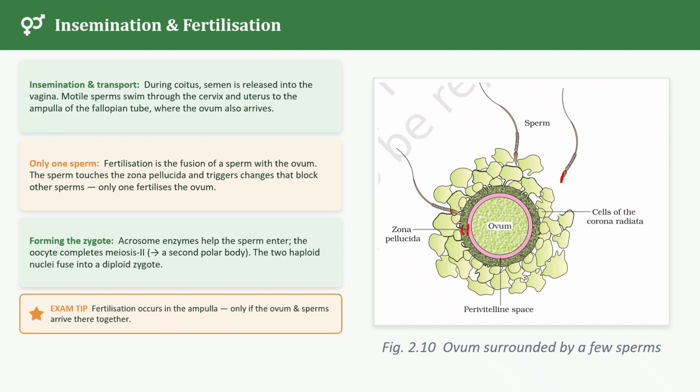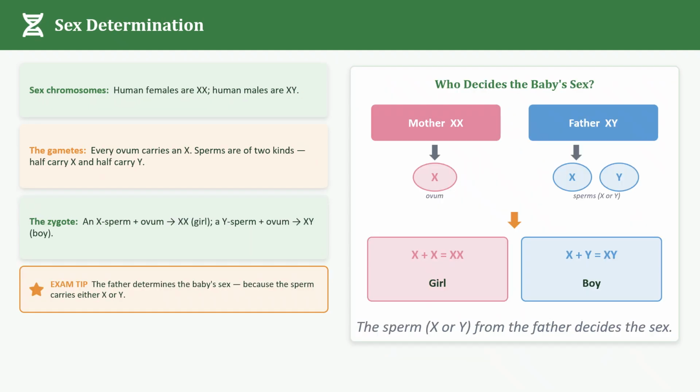Next we are going to see sex determination. Sex chromosomes in humans. Humans have 23 pairs of chromosomes. Females have XX and males have XY. Every ovum carries only the X chromosome. What does it carry? X chromosome.